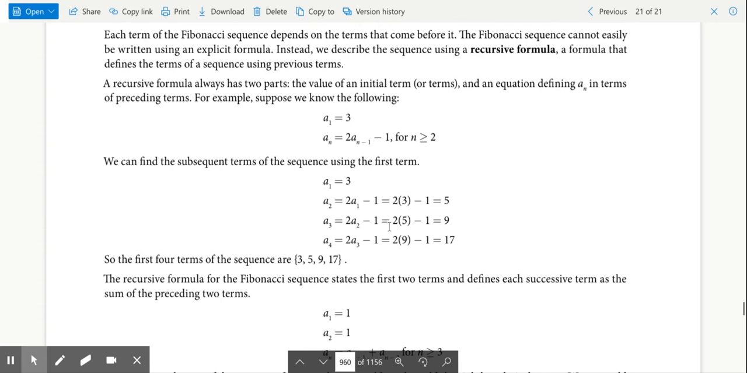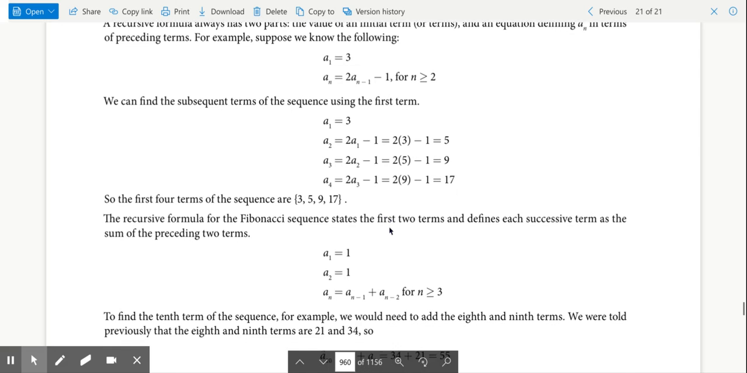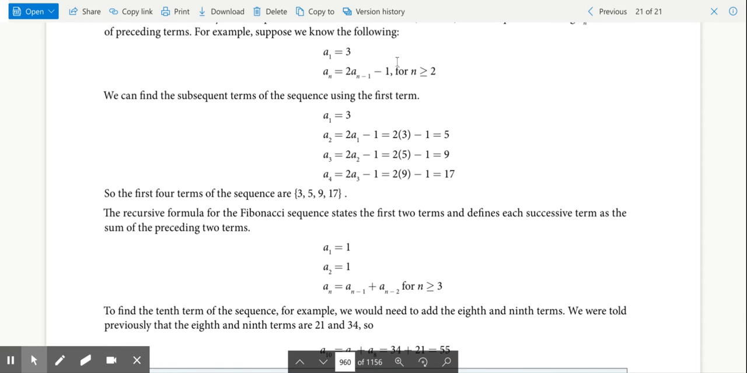All right, so if I'm given this formula and I want to find the second term, I plug in the first term here, so I'd plug in 3, and that would give me the second term. And then if I wanted to find the third term, I would plug in 5, right? If I want to find the fourth term, I plug in 9, and then I would plug in 17 to find the fifth term, and so on.